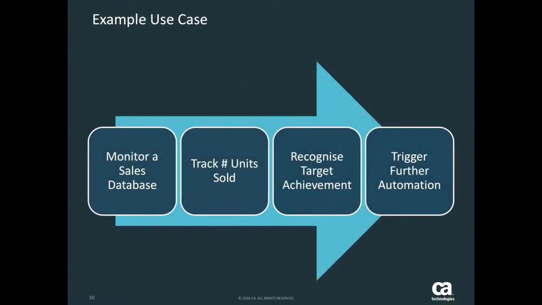Let's take a look at an example use case. ACE Limited is a fashion retailer who have recently purchased stock from a designer. The designer is due a royalties payment when 1,000 units have been sold. ACE Limited track their sales within a database. The database agent could be used to automatically recognize when this sales target has been achieved. Further automation could then be triggered to transfer the royalties payment to the designer.